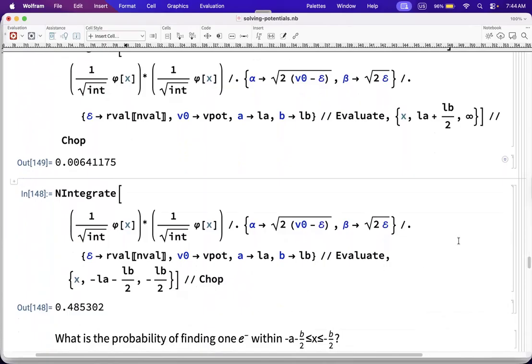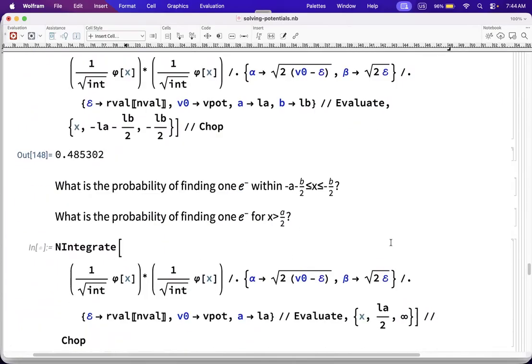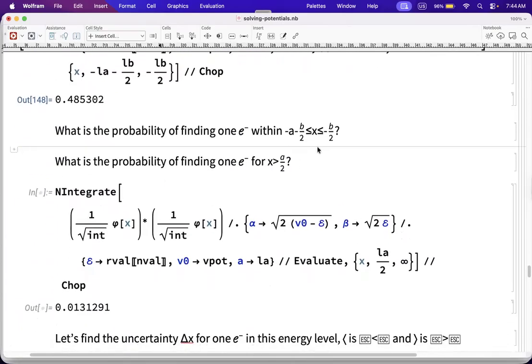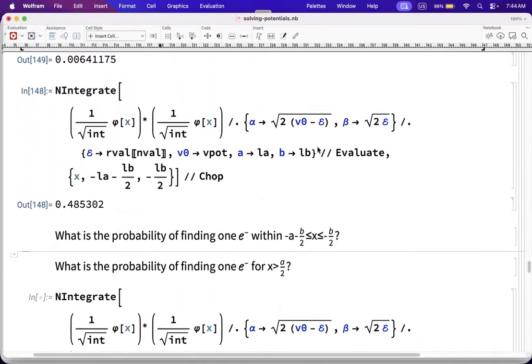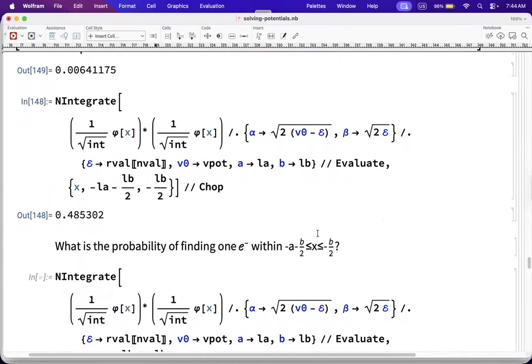Okay, so let's continue this. What is this? Now, what is the probability of finding the electron? I did it here, sorry. So this comes here, so it's just to put this. Okay, and minus A minus B.